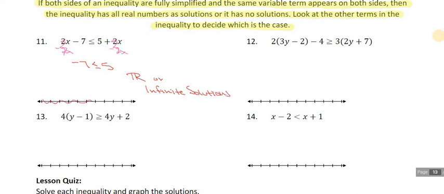So literally the whole entire number line is shaded.